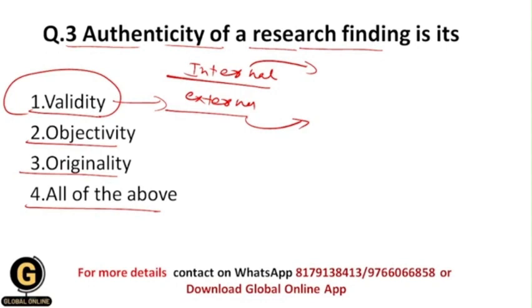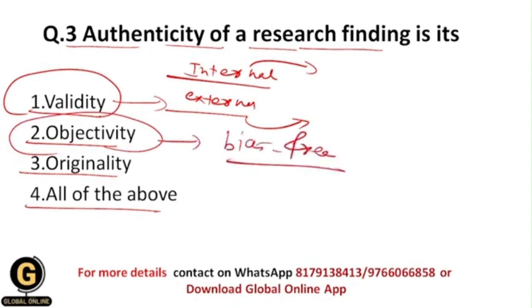Okay, now next is objectivity. Objectivity means bias free. Whatever you are doing is fair, and you have a proper objective behind it. Okay, and this is the authenticity of a research finding. So whenever you have objectivity in your research process, then ultimately you will include the validity into it. And that's why validity is the concept which is under the concept of objectivity, and that's why the authenticity of a research finding is its objectivity, and the correct answer to this question is 2.